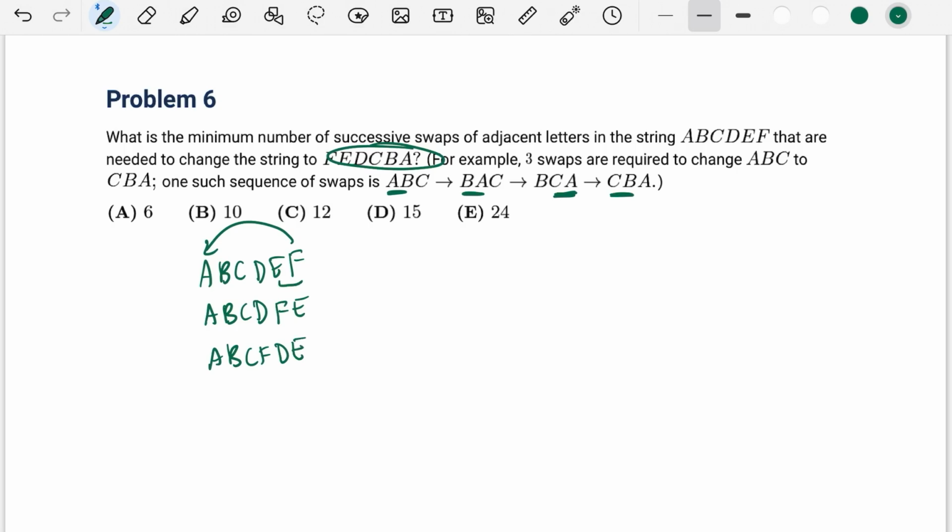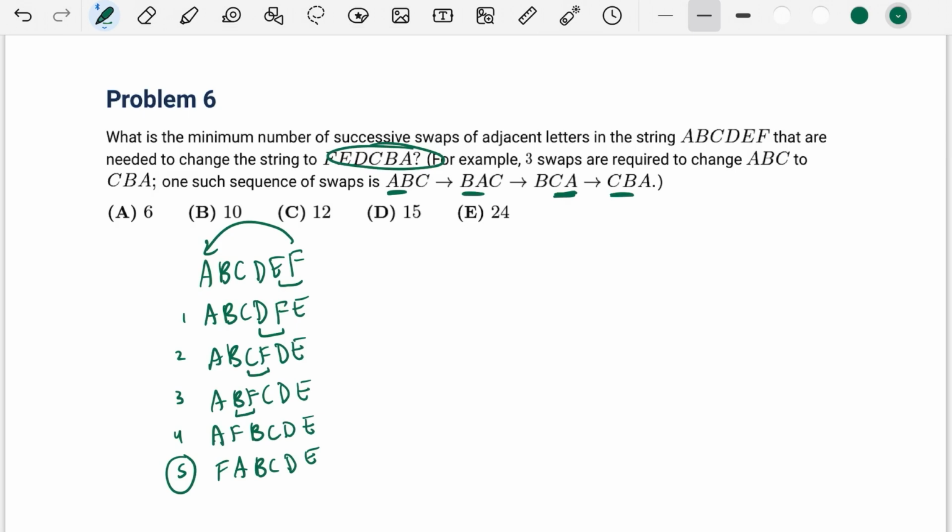So what we're doing is this, and now we're going to swap C with F. And then we're going to swap B with F. And finally, we'll swap A with F. And so finally, we've gotten F in the right position, and that took 1, 2, 3, 4, 5 steps.